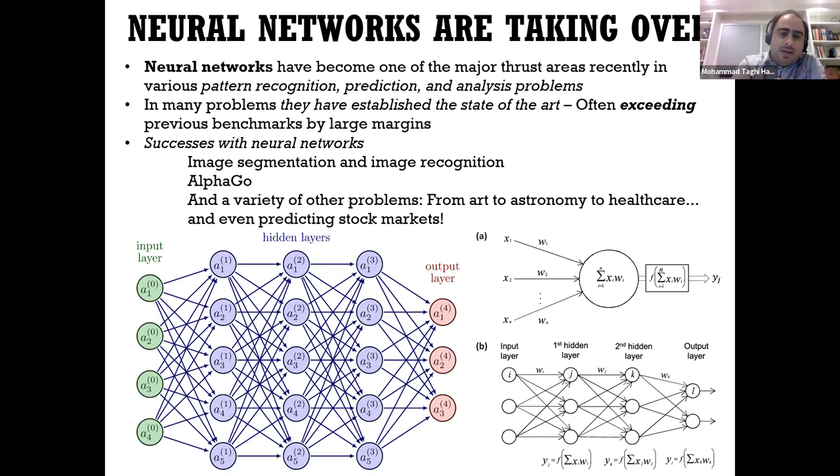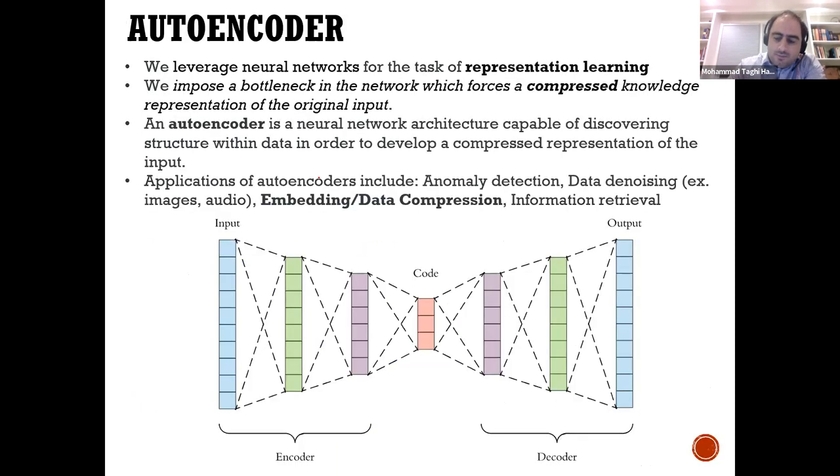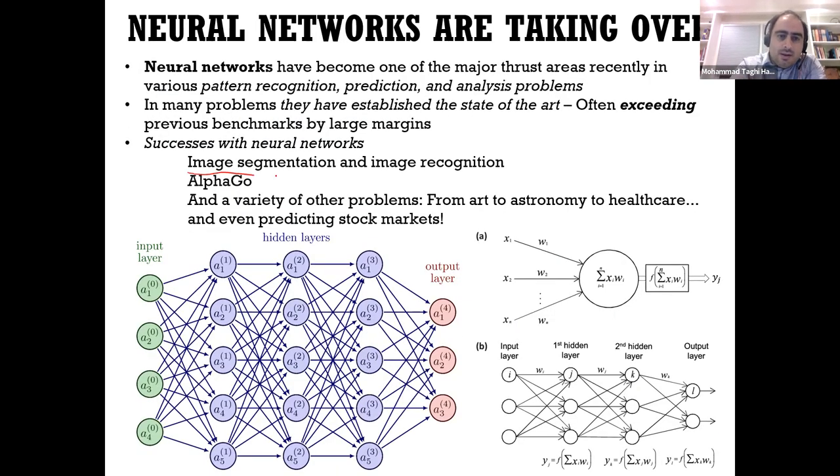There have been huge successes in image segmentation and image recognition, and in AlphaGo, which essentially plays Go using deep reinforcement learning. There is also a variety of other problems, from art to astronomy to healthcare, and even predicting the stock market. The LSTM that I mentioned is very useful here.